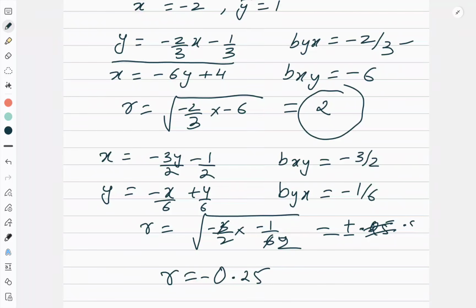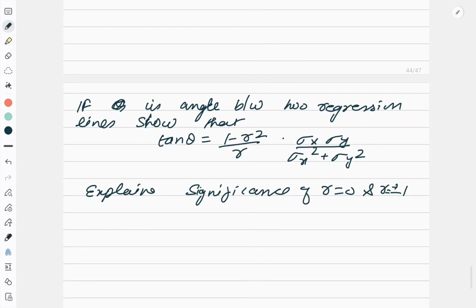Right? So it is 0.5. So this is also minus 0.5, correct? So this is how, if in case your r value is going out of the range, you have to immediately reverse the thing. See, byx is the reciprocal, bxy is the reciprocal, correct? So this is how you have to do the question. Let's do the next question.